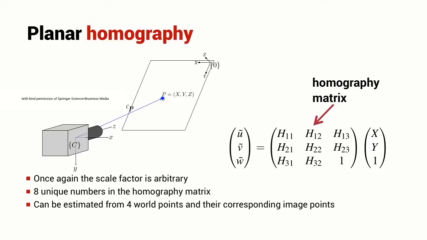There are 8 unique numbers remaining in the homography matrix. And we can estimate the homography matrix if we have 4 world points and the corresponding position of those points on the image plane of our camera.